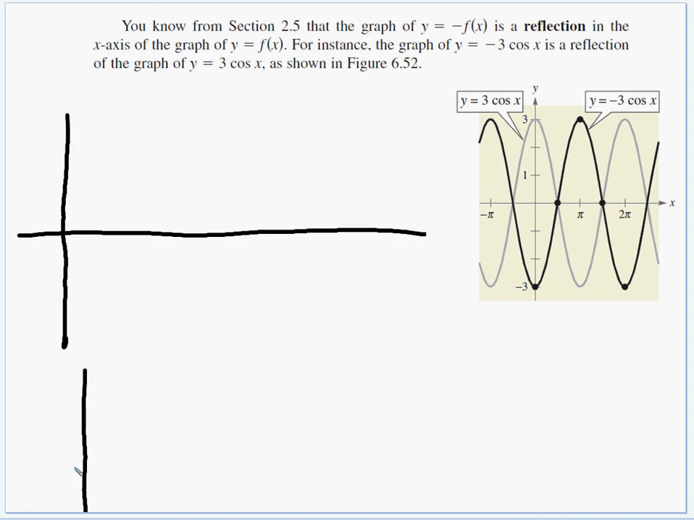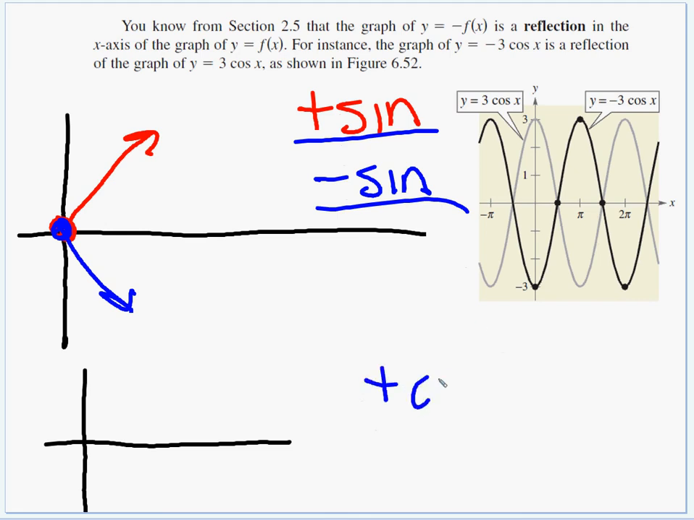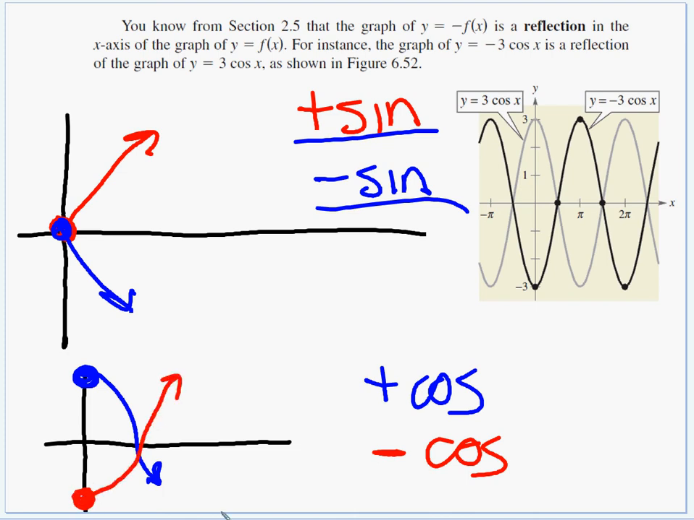So here I'm just going to do in black a couple of axes. If it's positive sine, you start at the origin and go up. If it's negative sine, you will also start at the origin, but you'll begin by going down. Peak first for positive sine, valley first for negative sine. And if you have positive cos, it begins on a peak and heads down into a valley. And if you have a negative cos, that's going to start in a valley and head to a peak. So that is just a reflection across the x-axis.